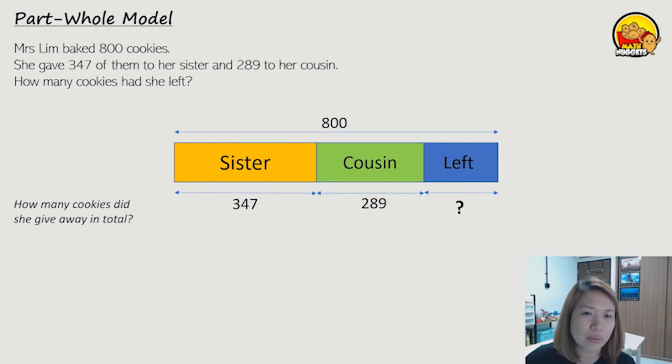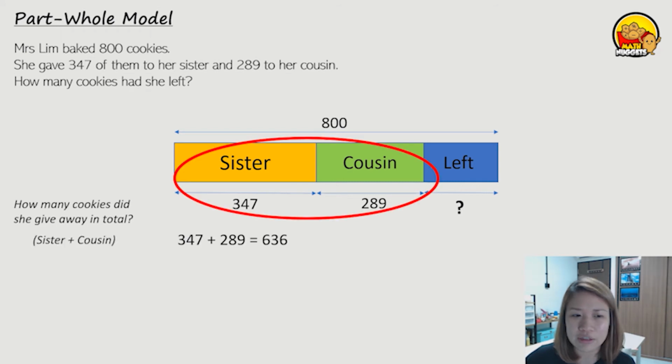How many cookies did she give away in total? Let's find out. Over here, right? She gave to her sister and cousin. Okay, cookies that she gave away in total would be sister plus cousin. Sister, she gave 347. Cousin, she gave 289. So in total, she gave away 636 cookies. Okay, so let me change it over here. Total given to the sister and cousin, 636.